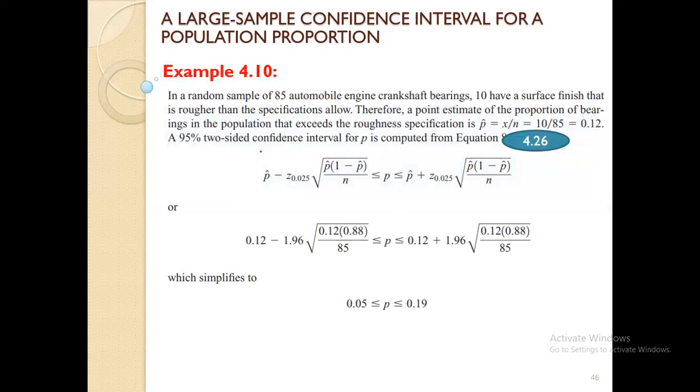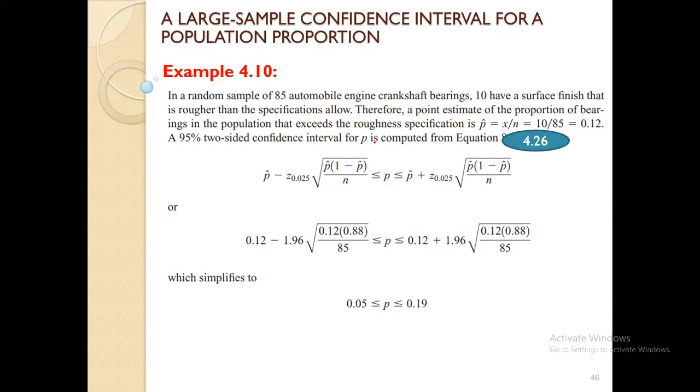And this is an example where we check automobile engine crankshafts, where we have 85 automobiles. Ten of these have a surface roughness that is larger than the specification. This is a defect. So we check the surface of the equipment and check the roughness, whether it is greater than the spec or not. We found that 10 samples have roughness greater than the specification.